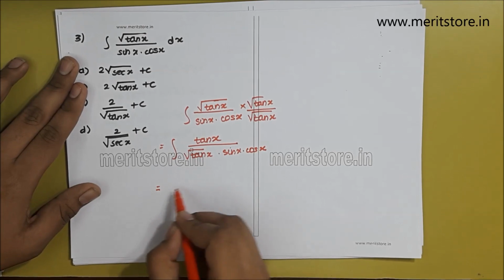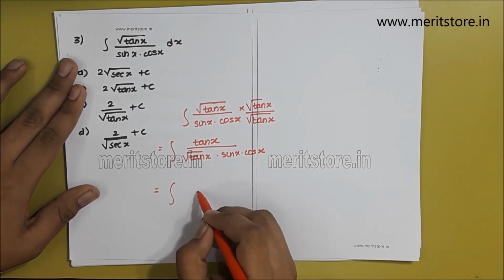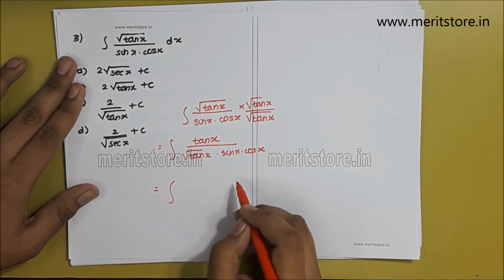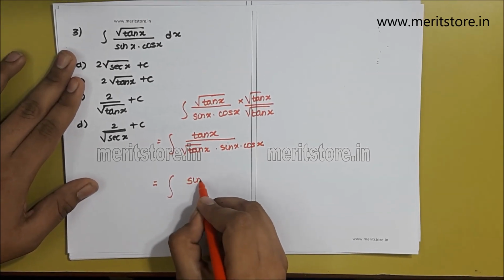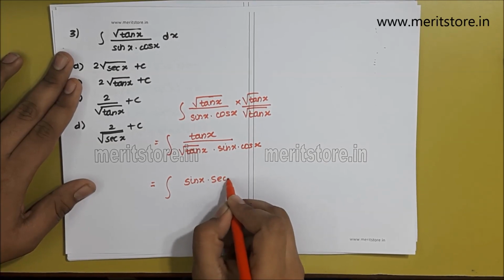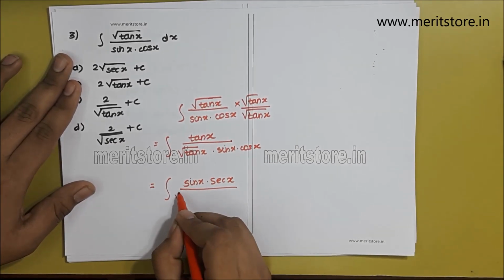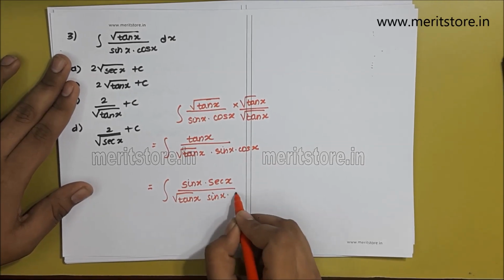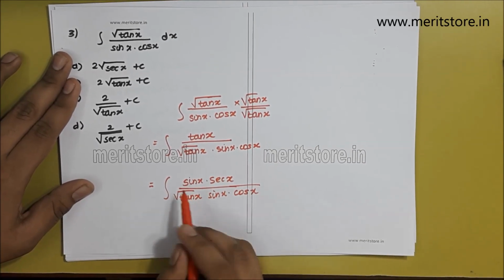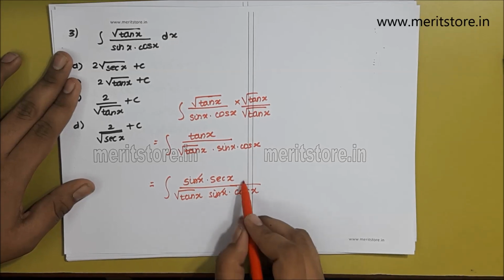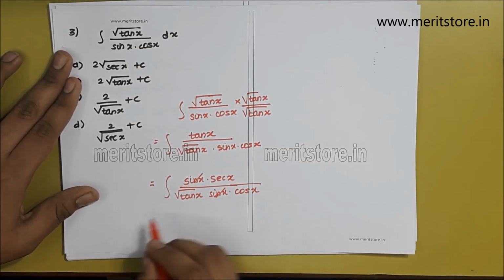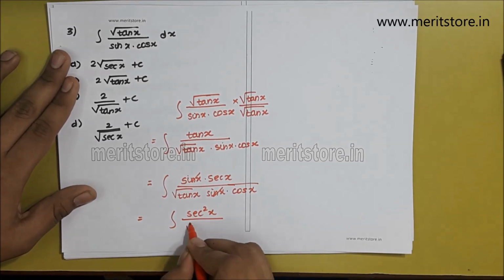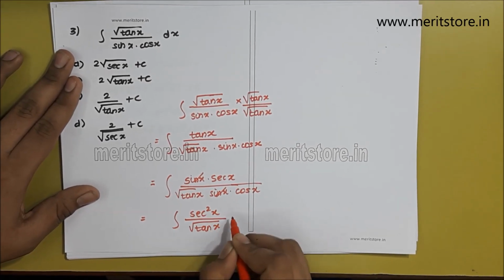Tan x can also be written as sin upon cos. Sin is separated out, and we know that 1 upon cos is nothing but sec x. So instead of tan I can substitute sin x into sec x upon square root of tan x into sin x into cos x. Now sin x and sin x get cancelled. 1 upon cos is nothing but sec x. So what are we left with? We are left with sec square x upon square root of tan x dx.